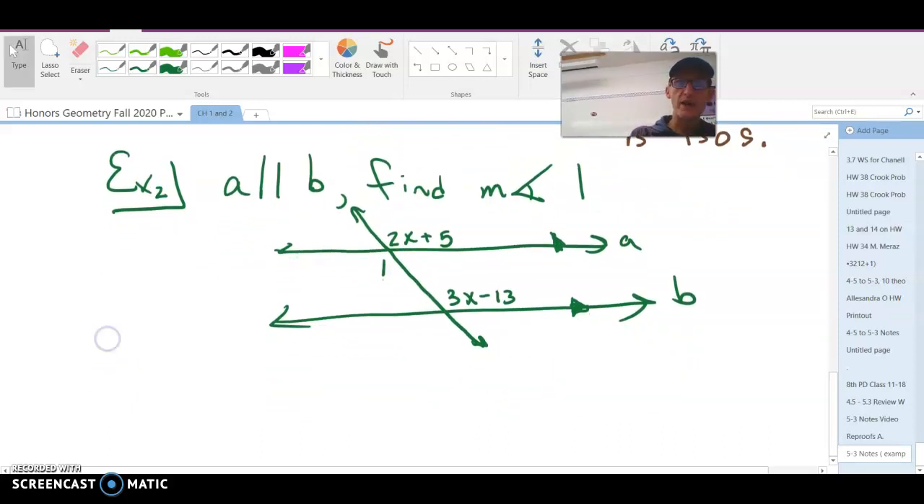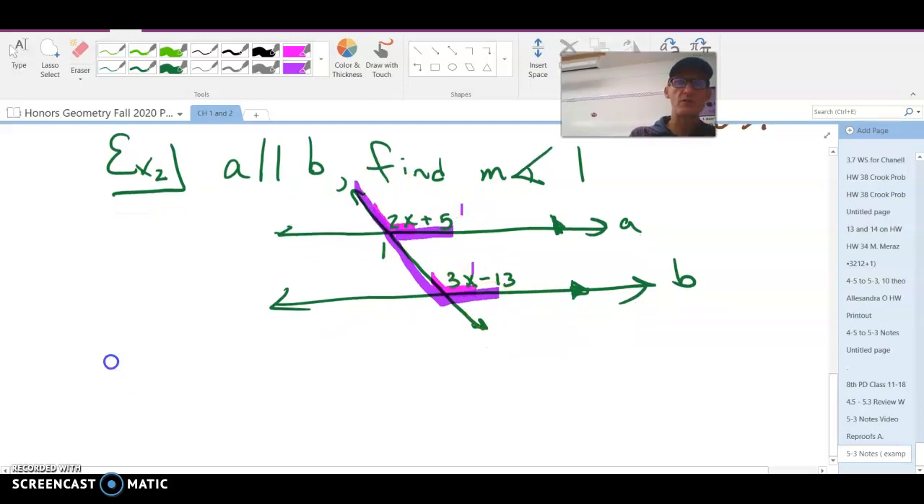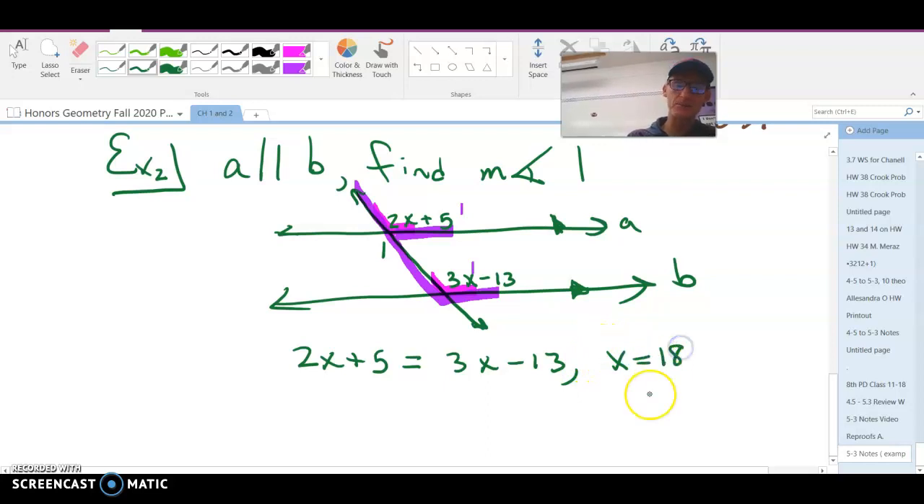So these two angles need to be recognized as corresponding angles. And here's the F that you can see with the corresponding angles. One in, one out, same side of the transversal. So 2x plus 5, the equation from the facts is 2x plus 5 equals 3x minus 13. All right, when we solve for x in this problem, we get x equals 18.